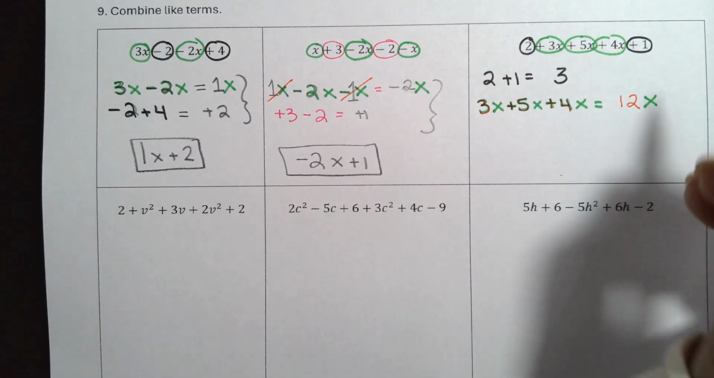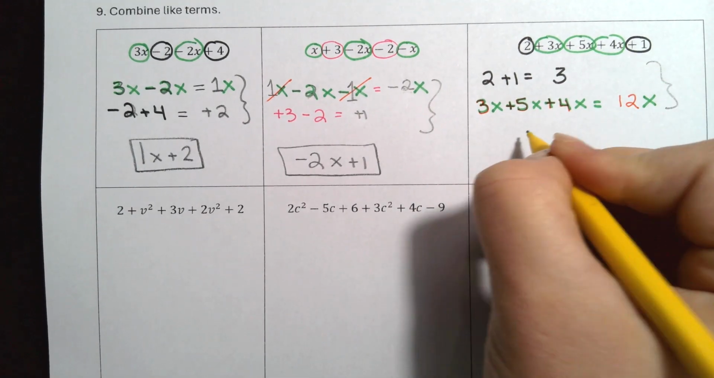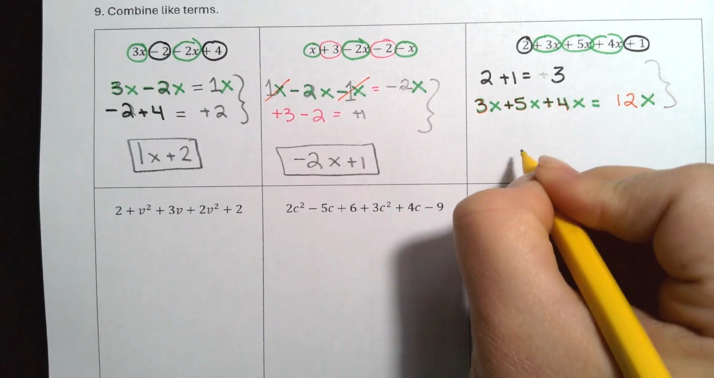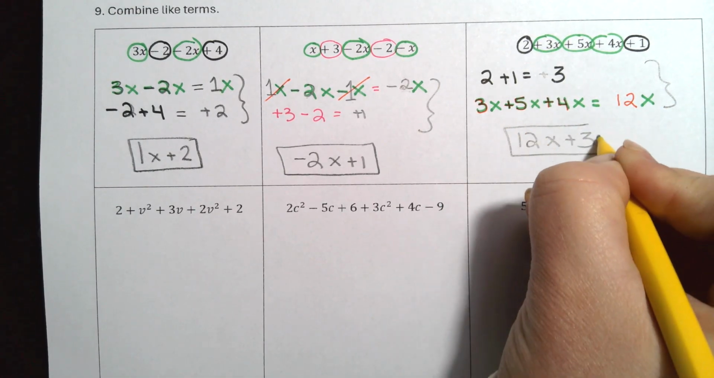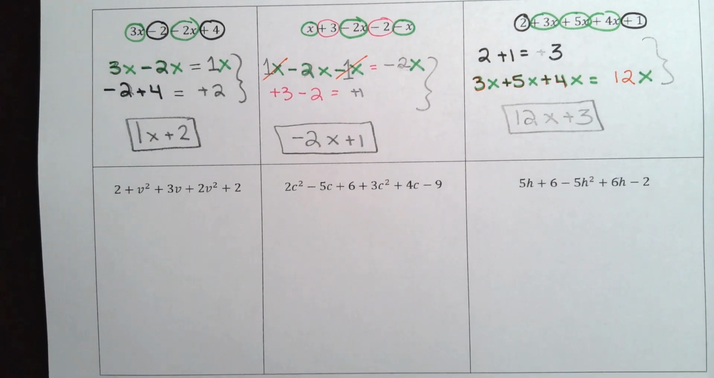Again, let's write our answer together. If you want, you can put pluses here. It doesn't matter. So we got 12 x's plus 3. Okay, moving on to the next one.